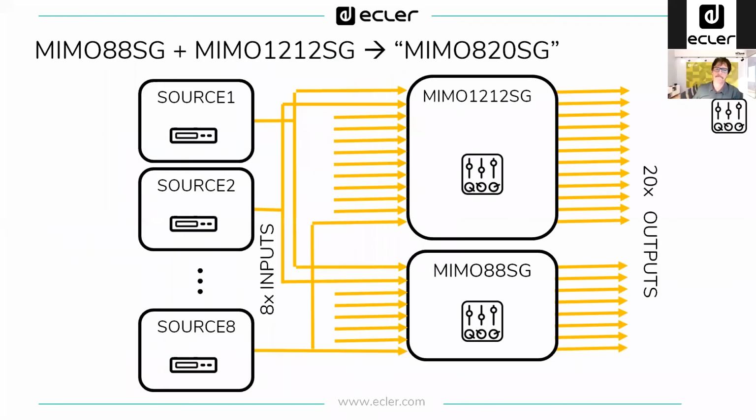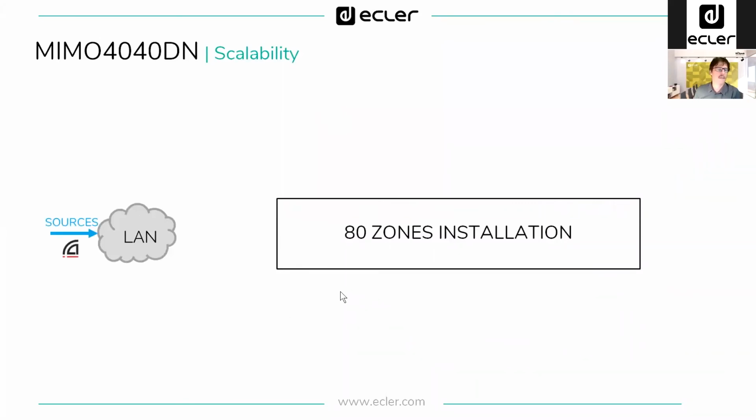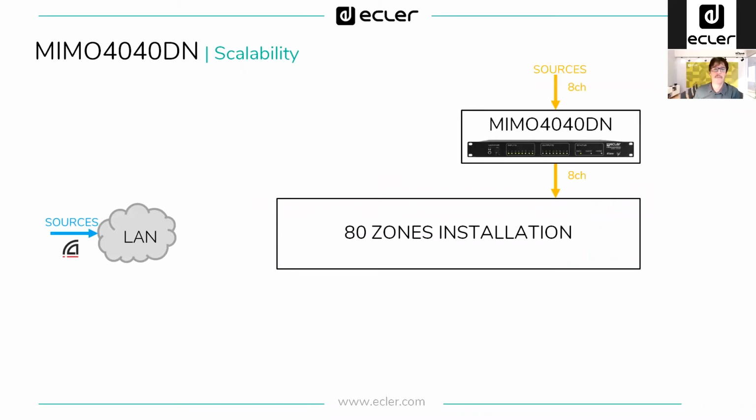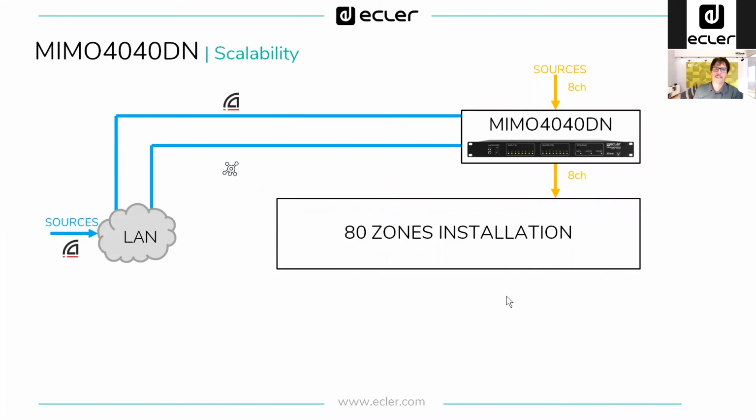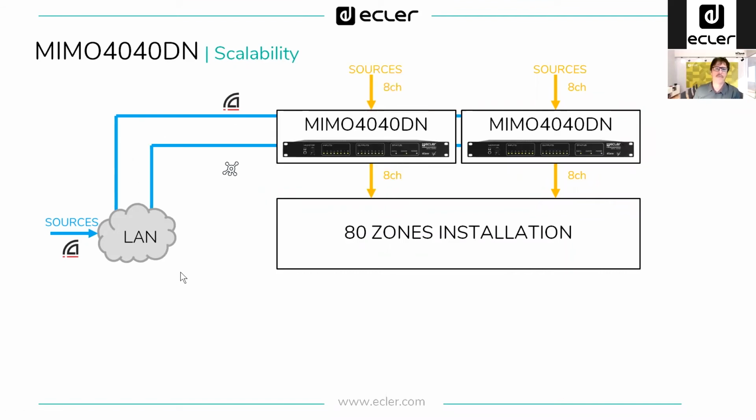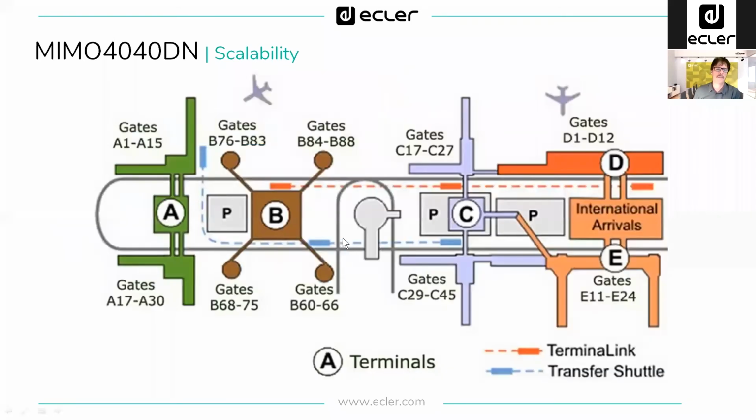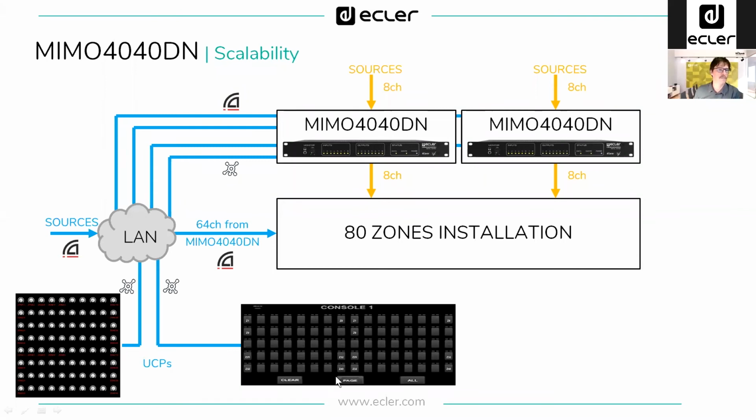Okay. Remember the example I gave about SG matrices. If you split the sources onto 2 matrices, you've got a matrix of 8 inputs and 20 outputs. So you can do more or less the same with a MIMO 40 by 40. Well, not one MIMO, but 2 of them. You've got 8 sources that are connected to an 80 zones installation, and you receive the signals, and it's controlled from the network, and you have another MIMO 40 by 40 matrix. Maybe the sources are the same, and you've got 64 channels that are sent to the installation. So you can just double the controls, and that's it.